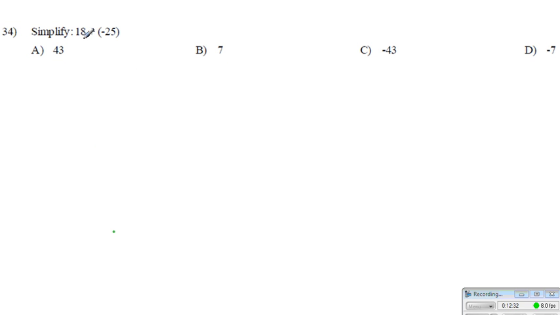Alright, here we want to simplify this one. Since the signs are not the same, we need to find the difference, but follow the sign of the bigger one. Therefore, the difference becomes 7, but the bigger one is 25 that has the negative sign. Then we'll end up getting B becomes our answer.